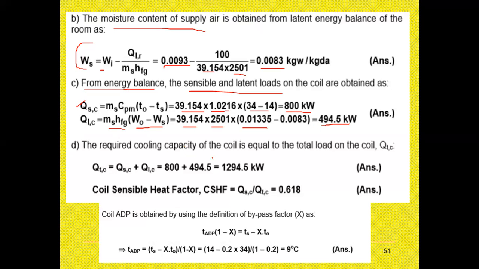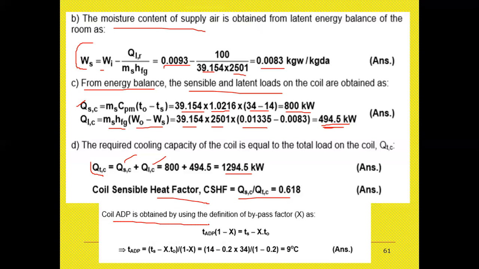The required cooling capacity of the coil is equal to the total load on the coil. QTC is equal to QSC plus QLC. So QSC 800 plus 494.5, the value is 1294.5 kilowatts. The coil sensible heat factor CSHF is equal to QSC divided by QTC.